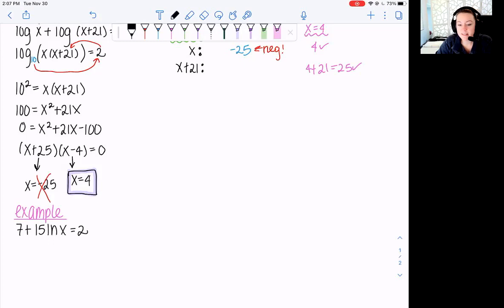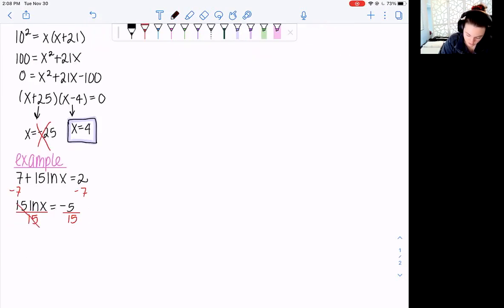So if you had something like this, 7 plus 15 ln x equals 2, you want to get that ln by itself, so you could start by subtracting 7 on both sides. You get 15 ln x equal to -5. Divide both sides by 15 to get that ln x alone. You get ln x equal to -1/3 once you simplify.